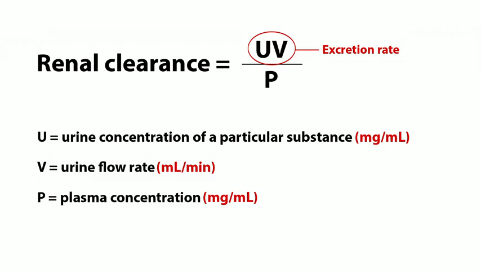Milligrams per minute divided by milligrams per milliliter gives these units of milliliters per minute, which again is volume per unit time. So if you had a substance that would be filtered by the glomerulus, but then none of it was reabsorbed by the renal tubules, and none of it was secreted by the tubules into the filtrate, that means that the clearance of that substance would be exactly equal to the glomerular filtration rate. That's the rate at which the plasma is filtered through the glomeruli.